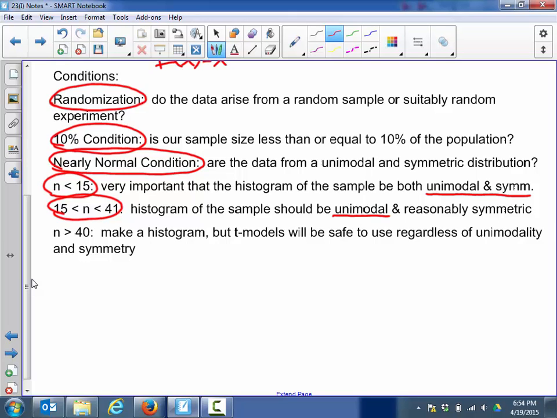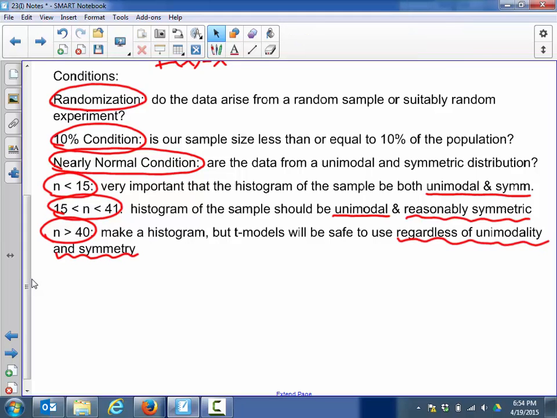The last condition is unique to sample means. It's the nearly normal condition. And basically, you're looking at your sample data, and you're going to say, okay, is the sample size small? Is it less than 15? If so, we want a histogram of our sample data to be unimodal and symmetric. That means make sure that it looks a lot like a bell curve. Okay, central peak, and to either side of the central peak, it takes on basically the same shape.